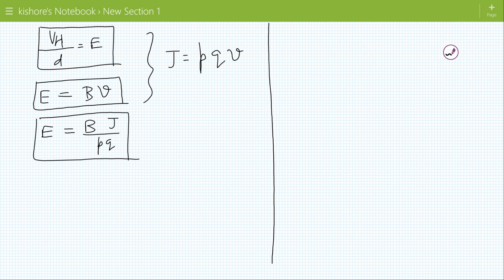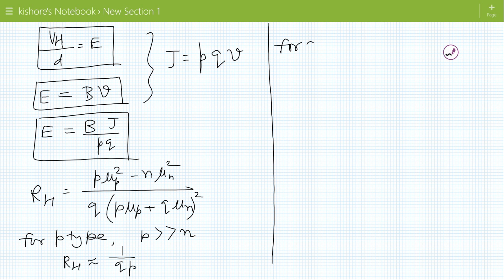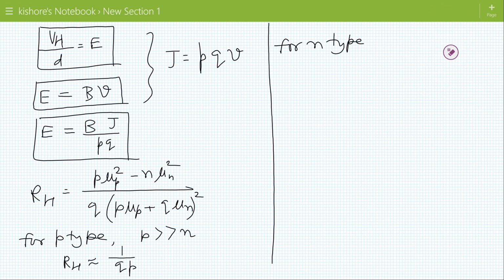Now the expression for the Hall coefficient is (P mu P squared minus N mu N squared) divided by Q (P mu P plus N mu N) whole squared. For a p-type semiconductor, the concentration of holes is large compared to the concentration of electrons, so the Hall coefficient is approximately 1 by QP. And for an n-type semiconductor, RH is minus 1 by Qn, because n is large compared to p.